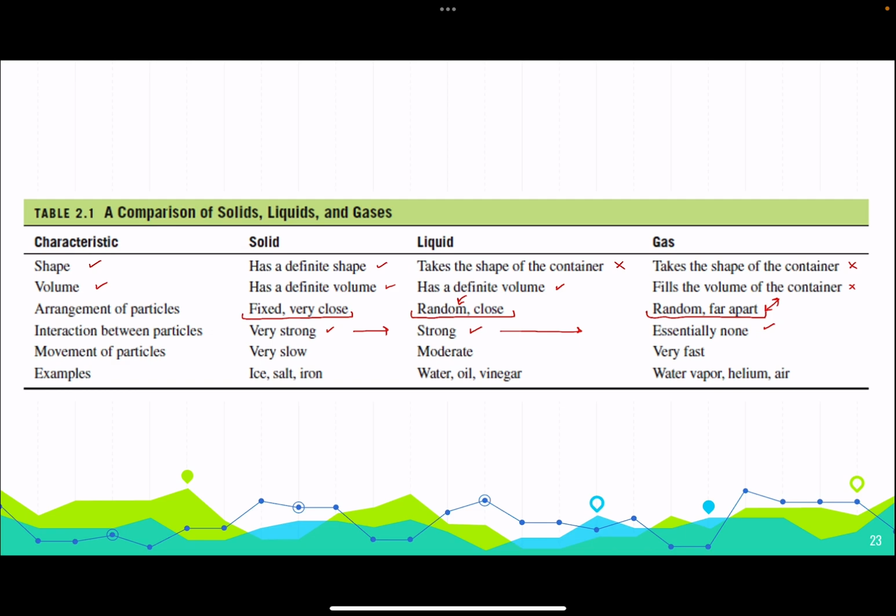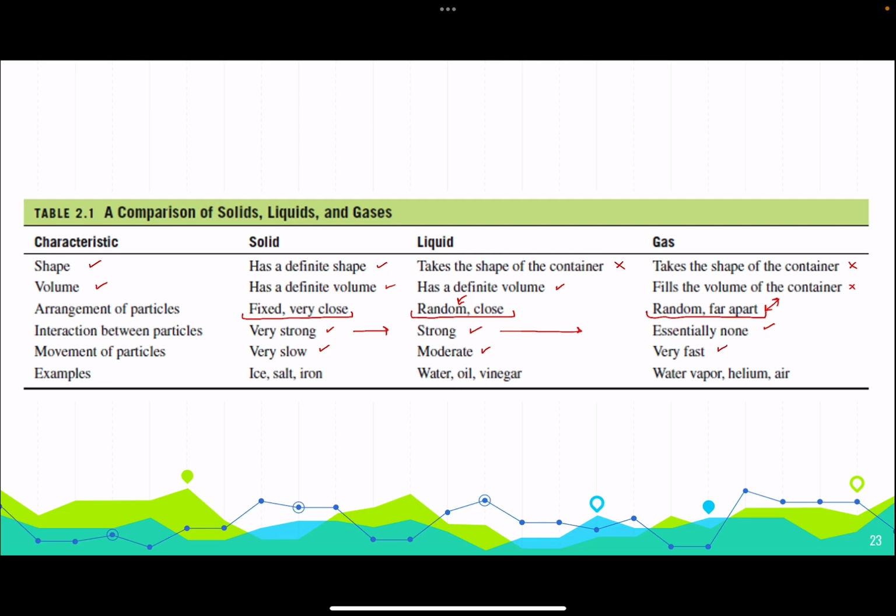And this interaction also has to do with the energy, right? Solid particles move very slowly. Liquid particles are moderate. They move some because they have some energy. They can move around. And gas molecules move super fast.